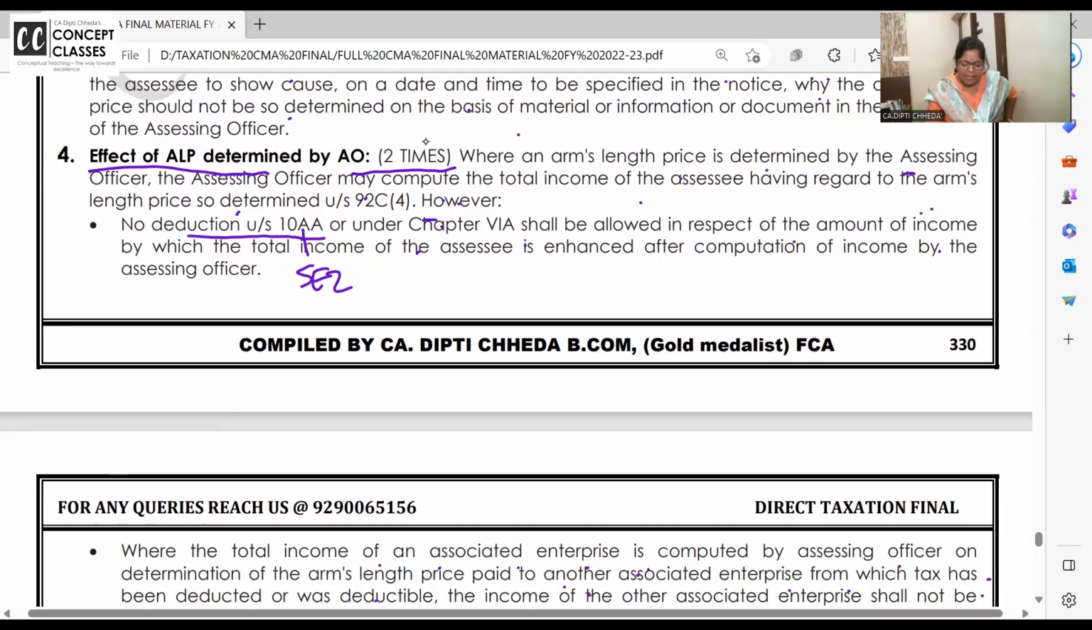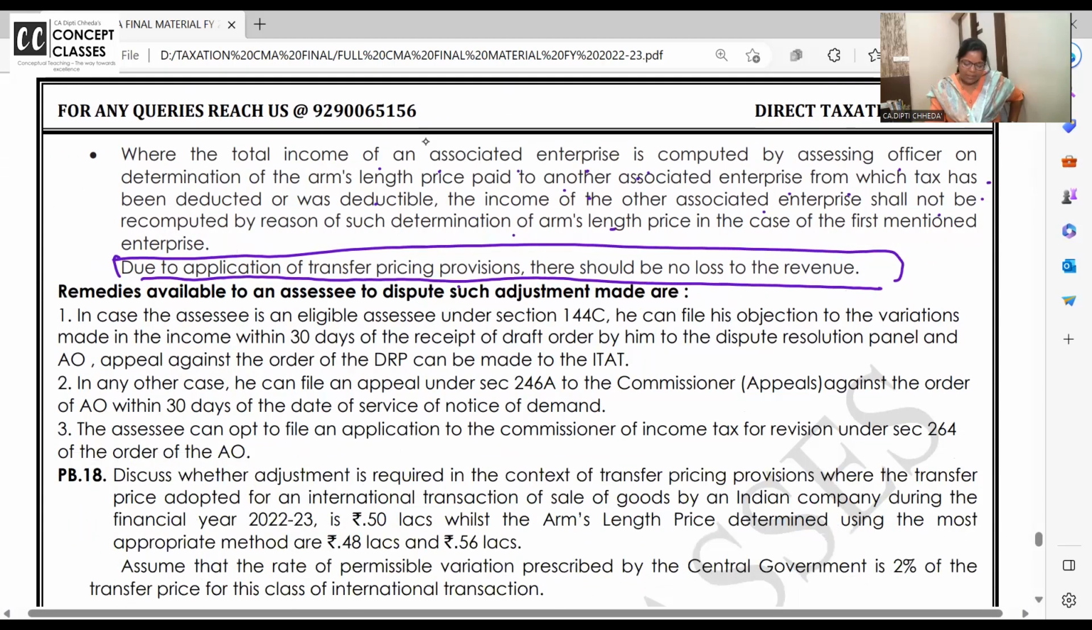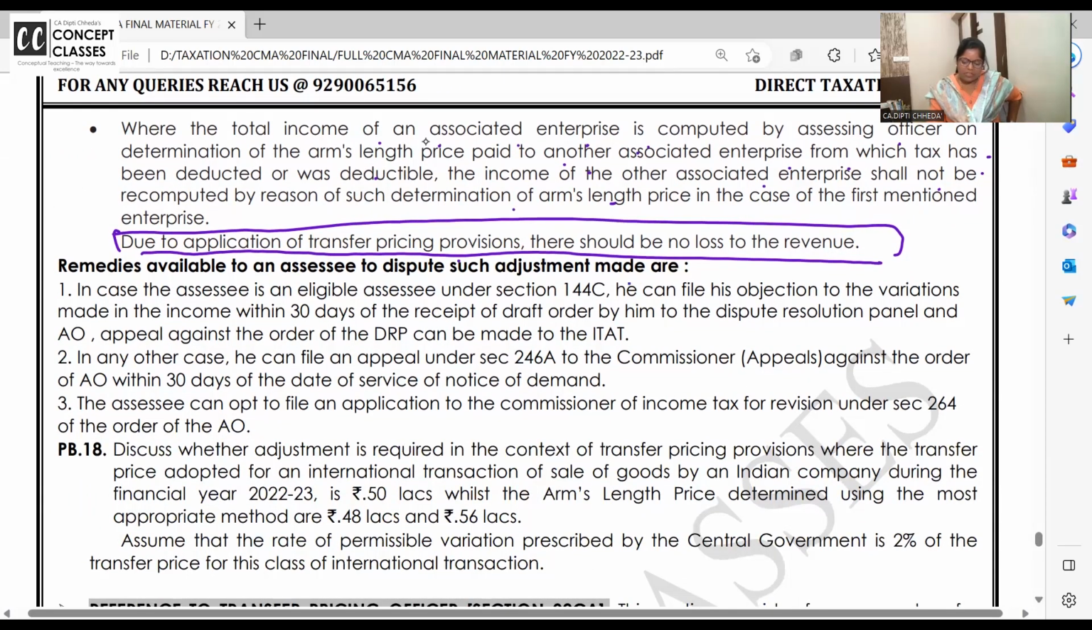जो टोटल इनकम आप बढ़ा रहे हैं ना, उस पर कोई भी एडिशनल एग्जेम्पशन नहीं मिलेगा, और इट विल नॉट अफेक्ट अदर एंटरप्राइज का टैक्स, टीडीएस एंड ऑल. ओके, राइट. रेमेडीज अवेलेबल टू एसएससी टू डिस्प्यूट सच एडजस्टमेंट.